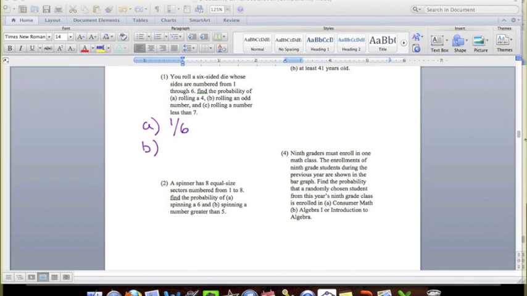For B, rolling an odd number. How many odd numbered sides are there on a die? 3. 1, 3, and 5 are odd numbers, so there are 3 odd numbered sides out of the 6 sides. If you report your answer as a fraction, it should be a reduced fraction, or you can report it as a decimal.